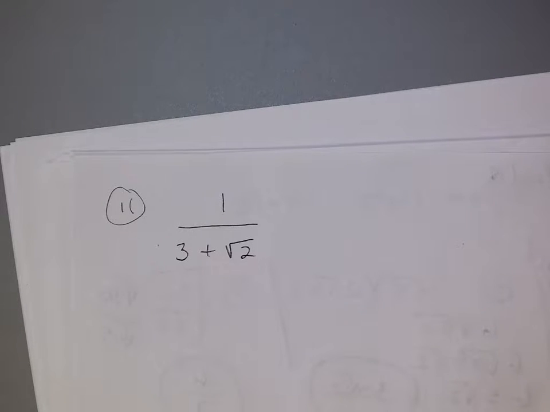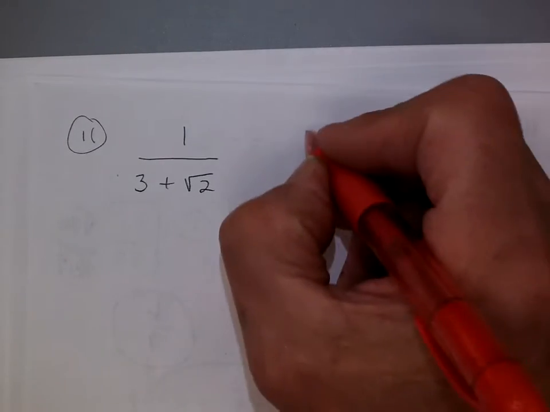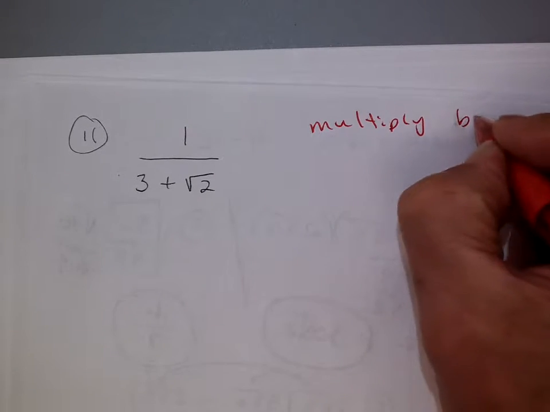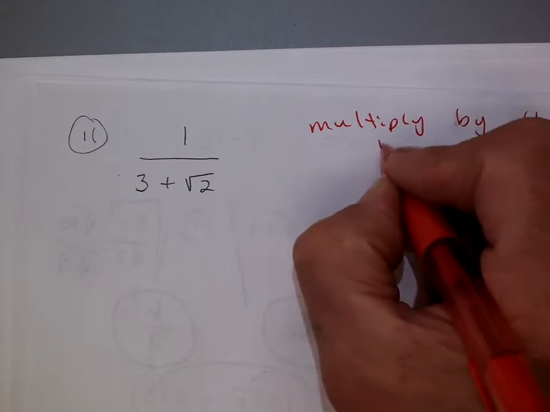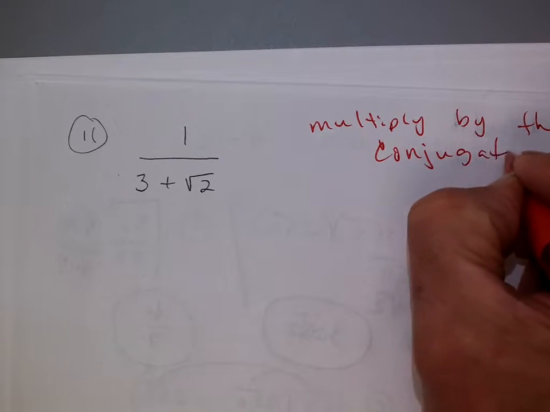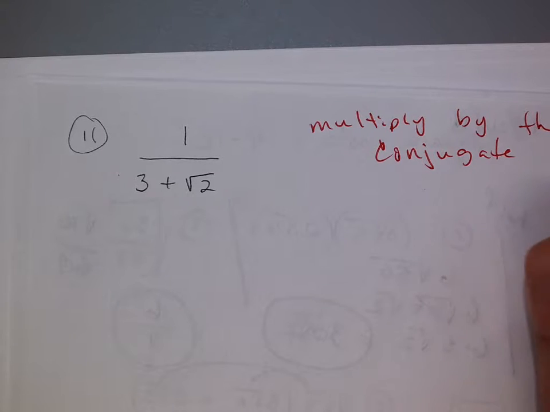You're going to do this weird thing called multiplying by the conjugate. Ooh, fancy word, but let's write that down, okay? Okay, so we're going to multiply by the conjugate. It's a fancy word, but really it has to do with basically the opposite.